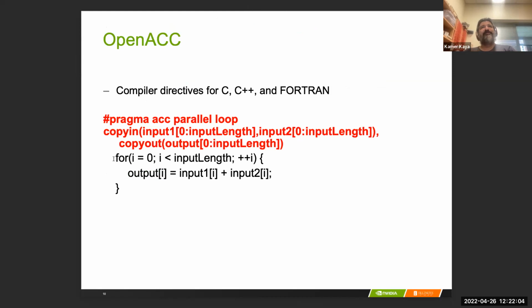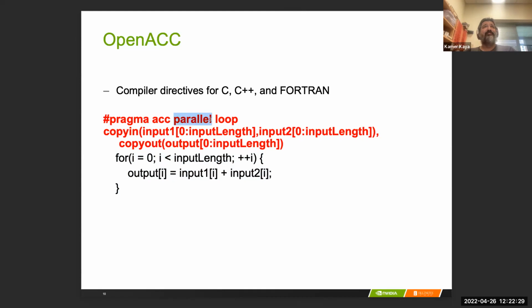So for instance, suppose that you have a loop like that, again, vector addition. Output vector element I is equal to input 1 element I plus input 2 element I, and you want to do this operation, right? So there is this pragma. We call them compiler pragmas. So this is pragma ACC. Okay, so that will handle it.